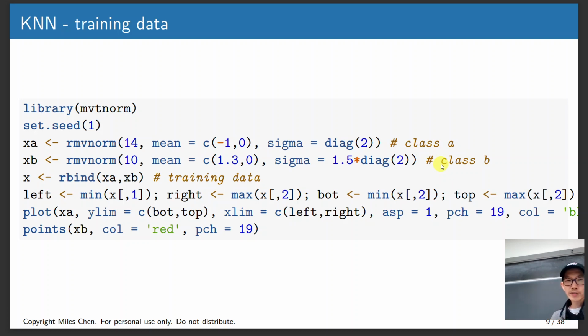So here I've generated some random values using rmvnorm, and we're going to have values in class A and class B. Okay, I'm going to just plot two-dimensional data. KNN can be used in higher dimensions, so you could have three-dimensional data, four-dimensional data, and you're still just measuring basically Euclidean distance in three dimensions or more if you have higher dimensional data.